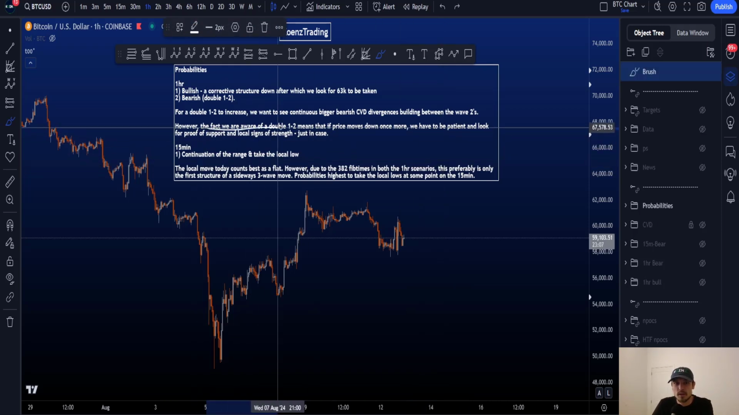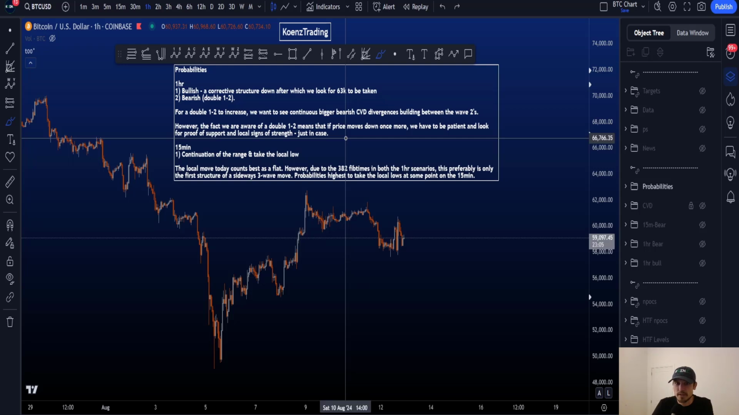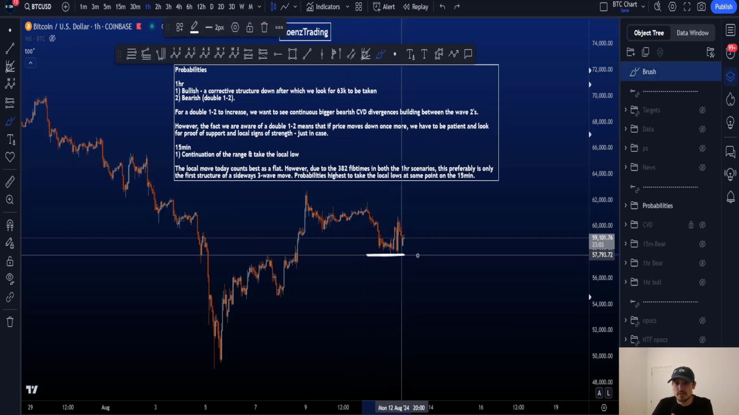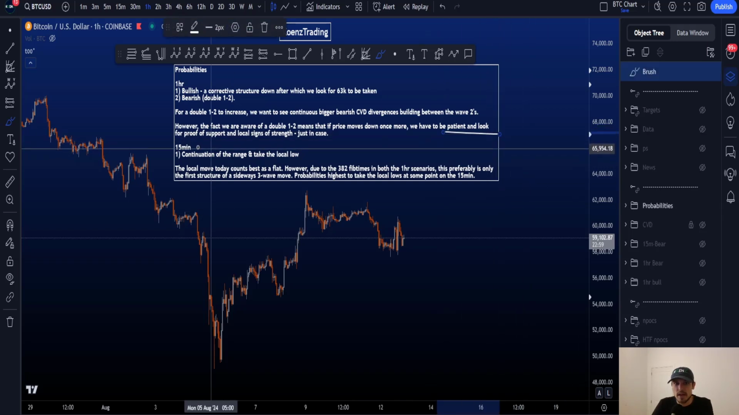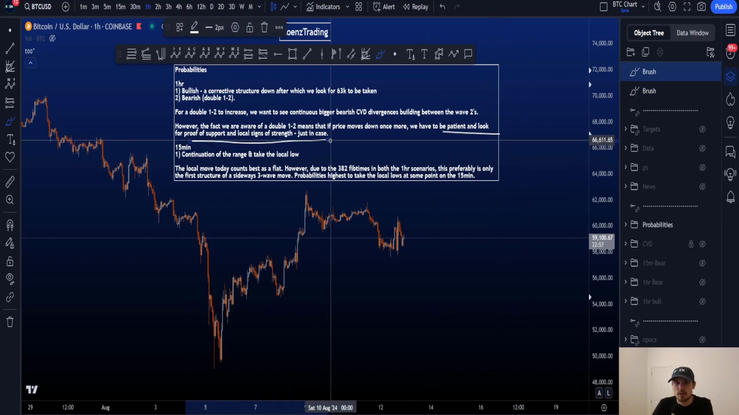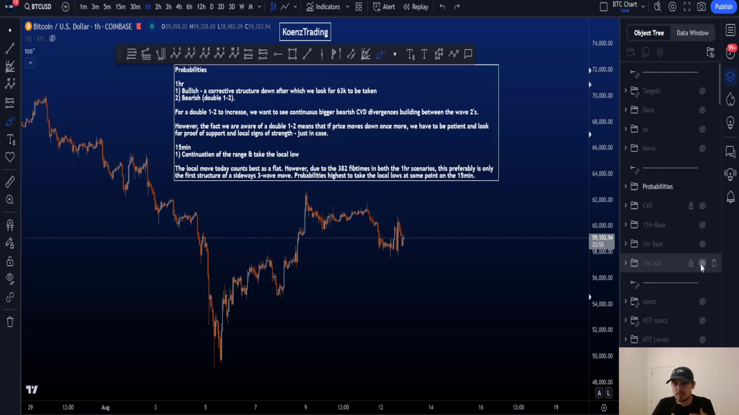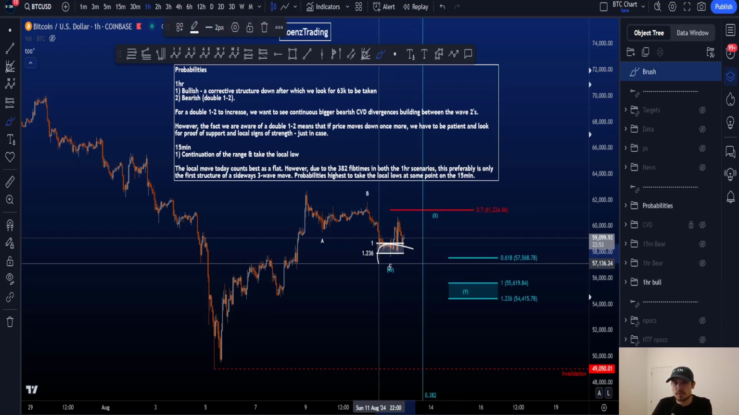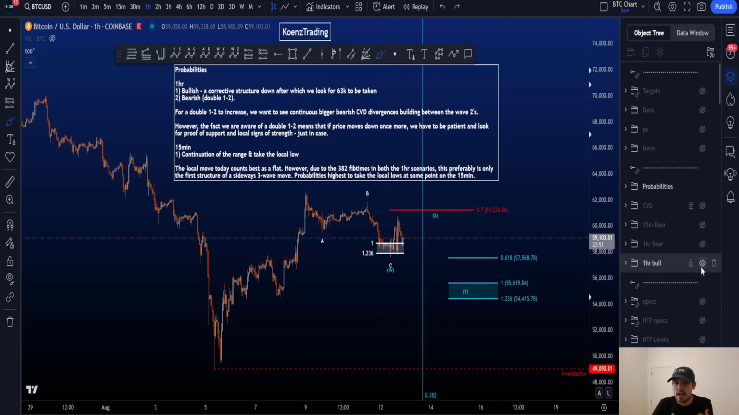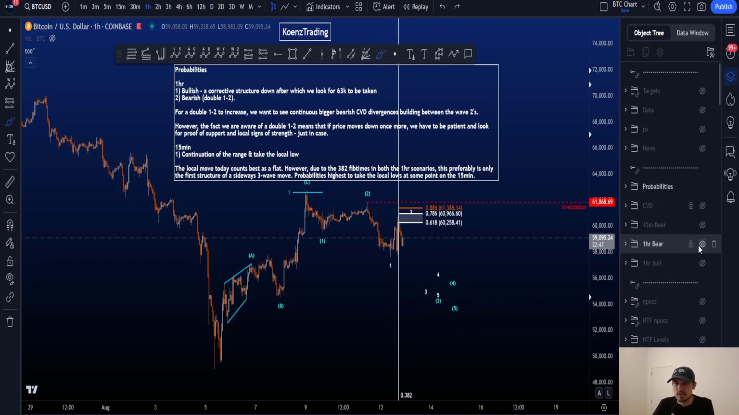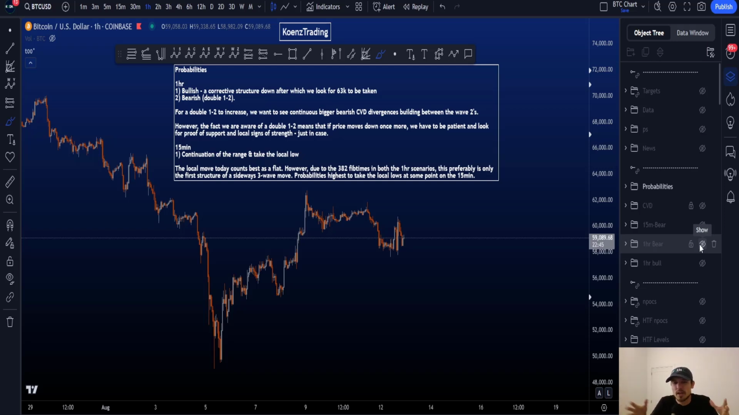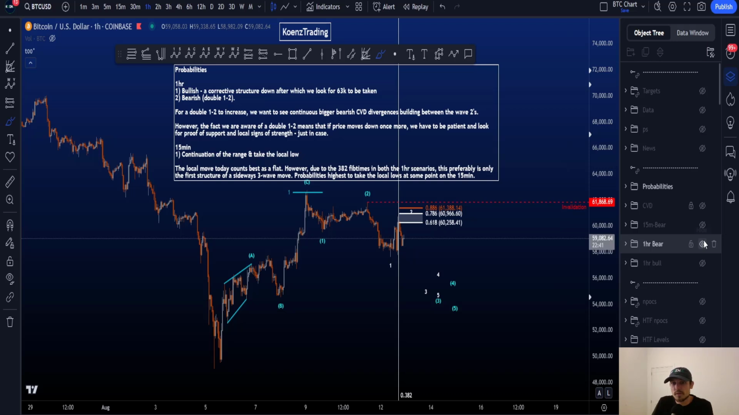However, the fact we are aware of a double 1-2 means that if price moves to the downside once more, taking out this low, we have to be patient and look for proof of support and local signs of strength just in case. Because in both the bullish scenario, preferably you're still looking for these lows, and of course also in the bearish scenario, probabilities are higher to take that low, right? So in both of these scenarios, preferably you still take the low. But if you do, we have to be at least aware of a double 1-2.